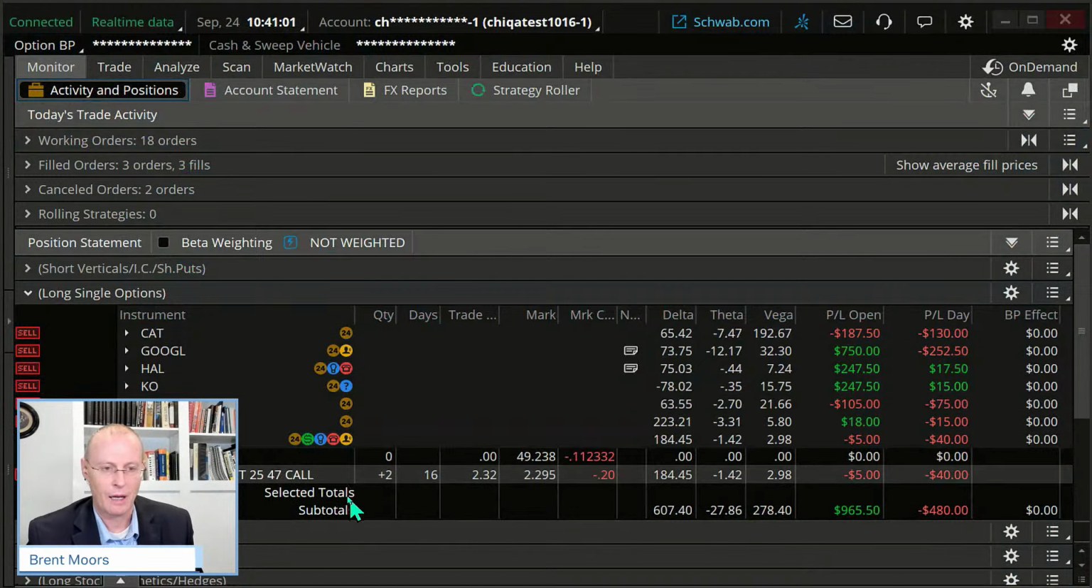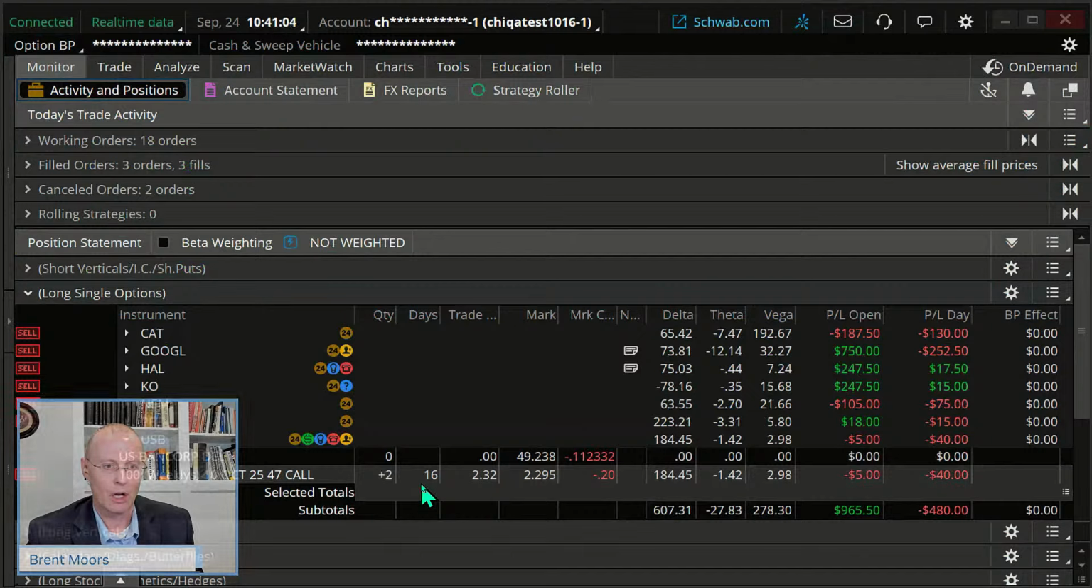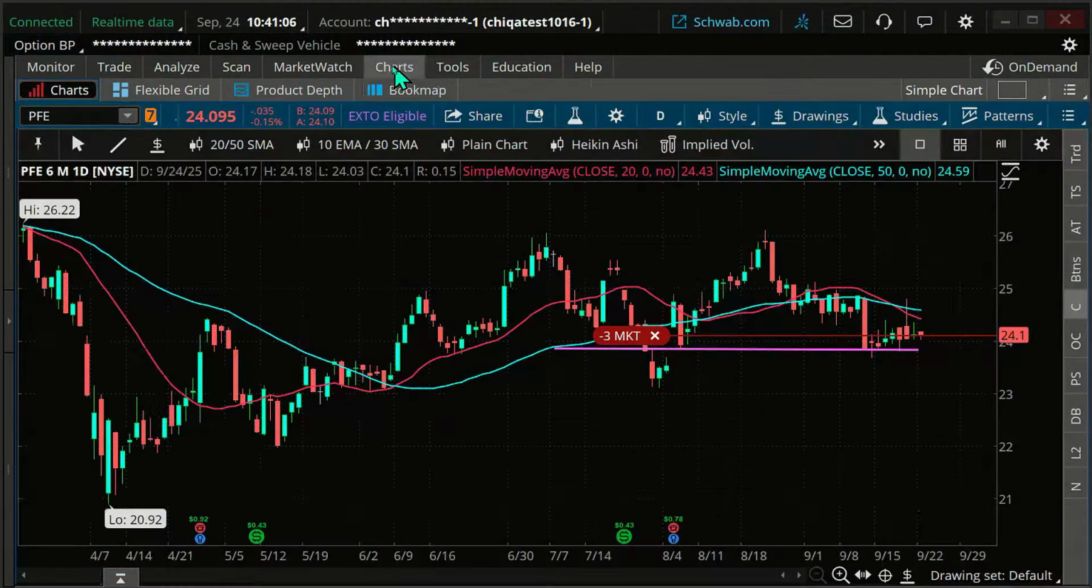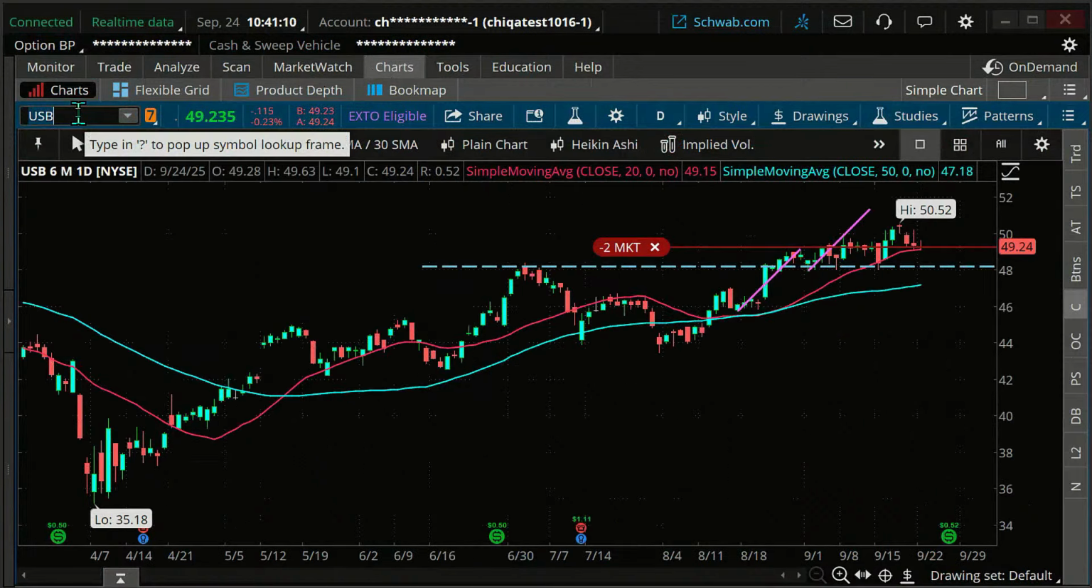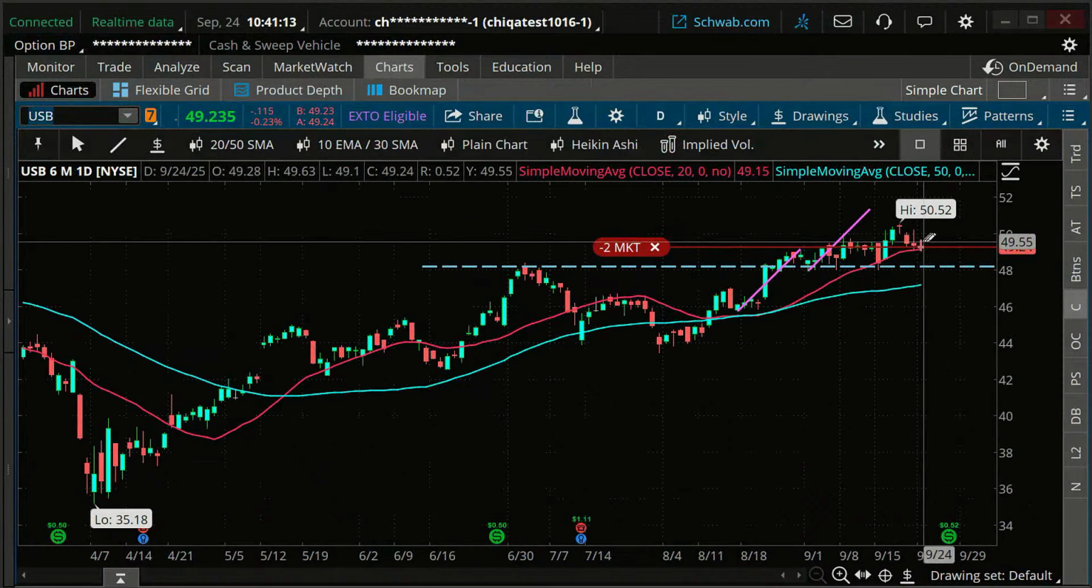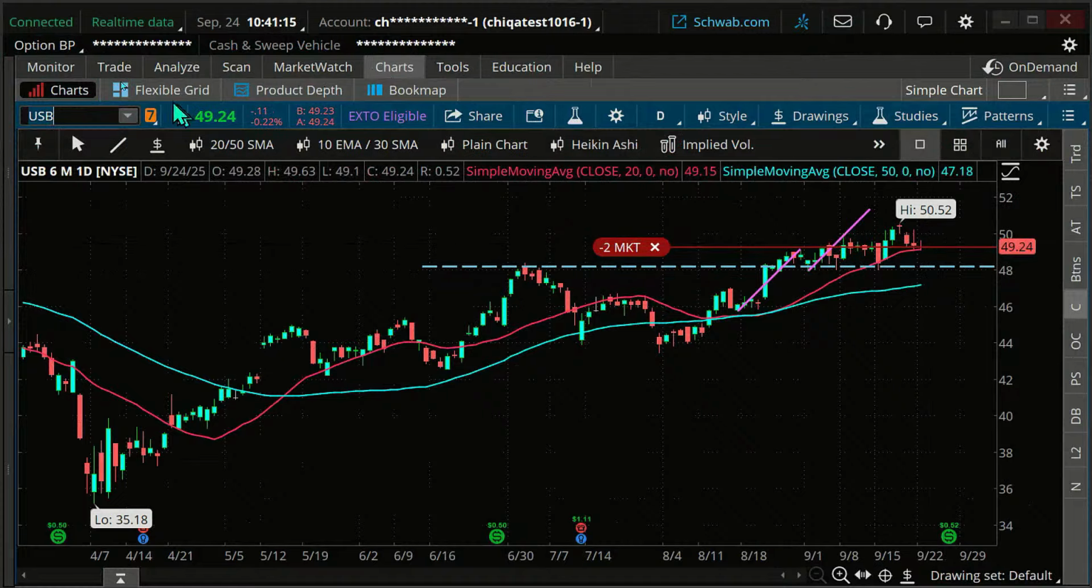Let's go USB. Again, it's a call, not long till expiration. Are we bullish on this? If not, we're just going to look to get out. I'd say the trend on this one's a little bit better. I'm looking for a bounce here. I think we stick with that.